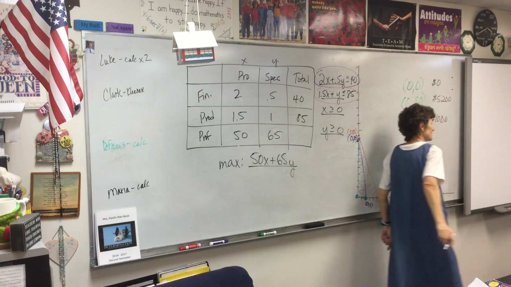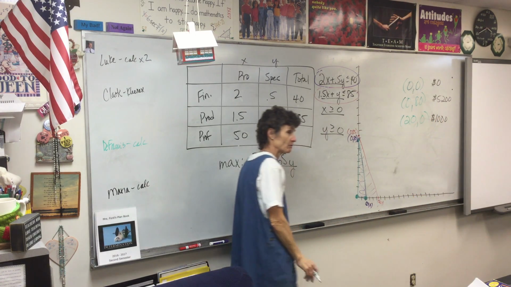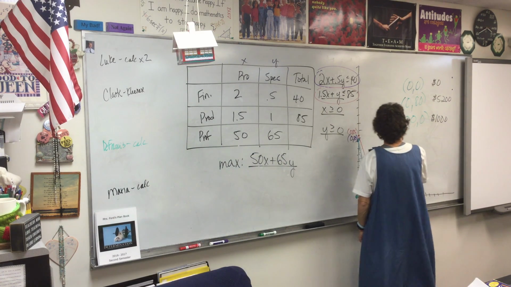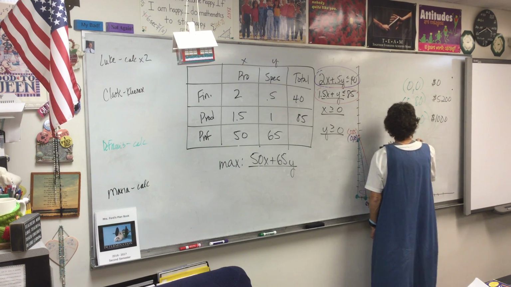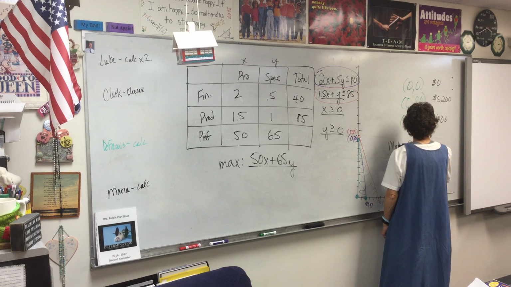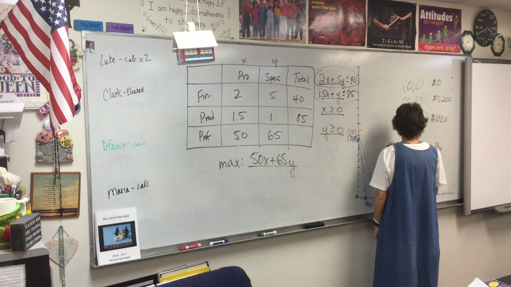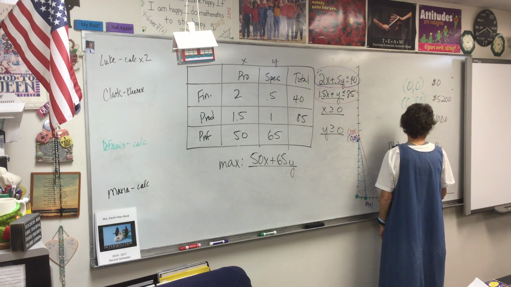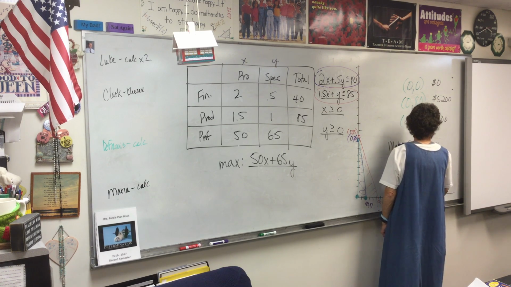So you're the owner of this business. What are you going to tell your factory workers to do? They need to make 80 specialty boards for a profit of $5,200.